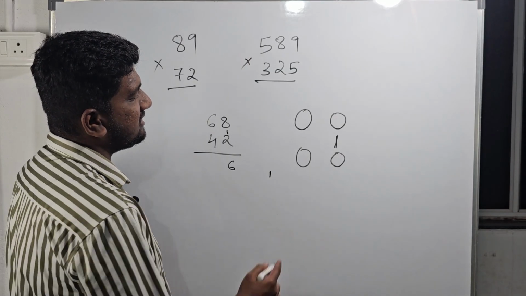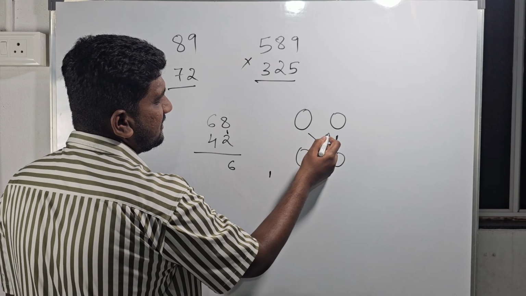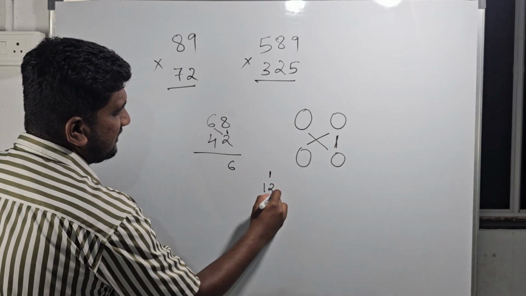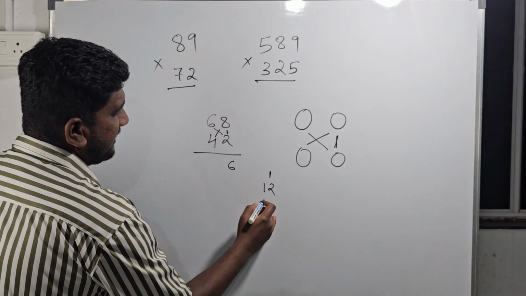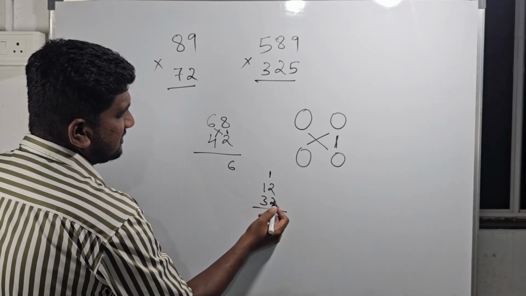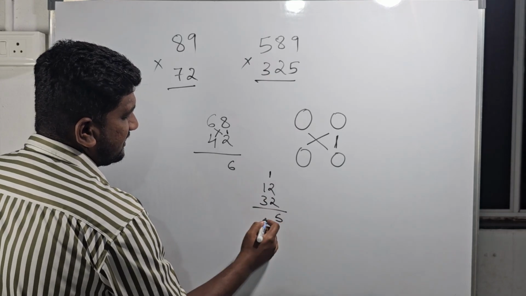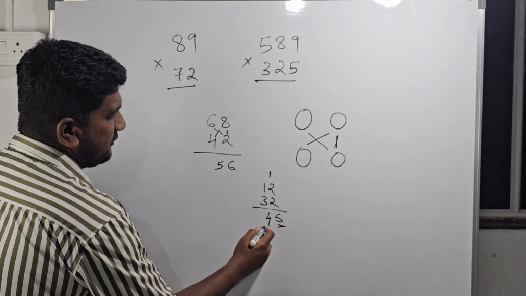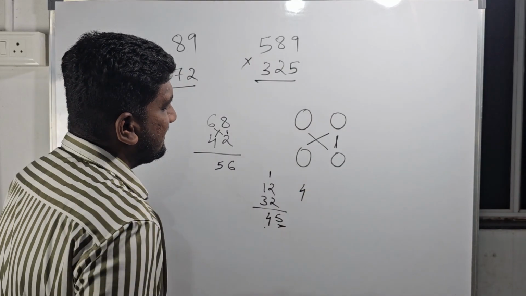Then the second step is multiply these two numbers and these two numbers. So 6 2 is 12, we'll write it here, and 8 4 is 32, we'll write it here and add all these. So 1 plus 2 plus 2 is 5 and this is 4. So again 5 we'll write here and 4 we'll take carry forward.